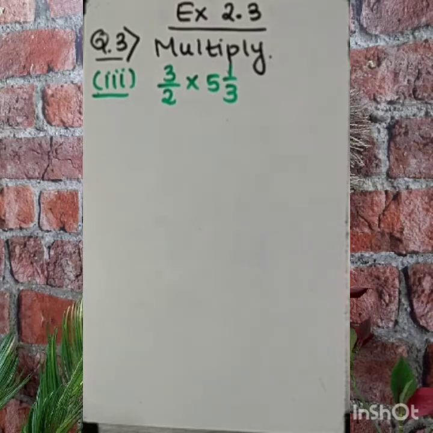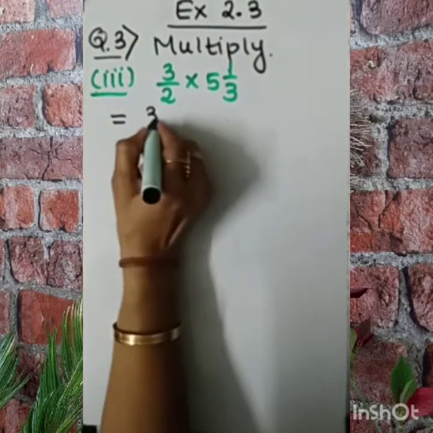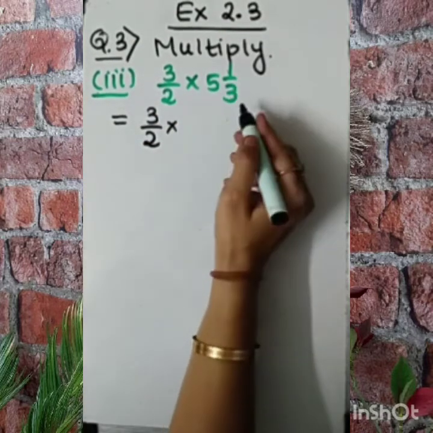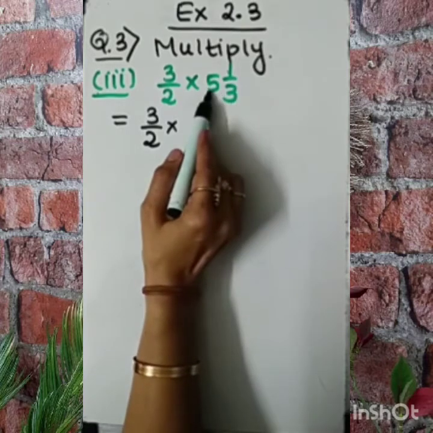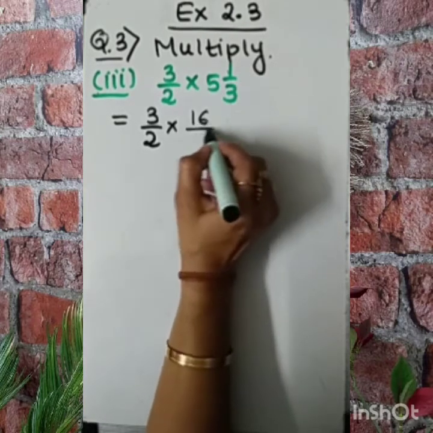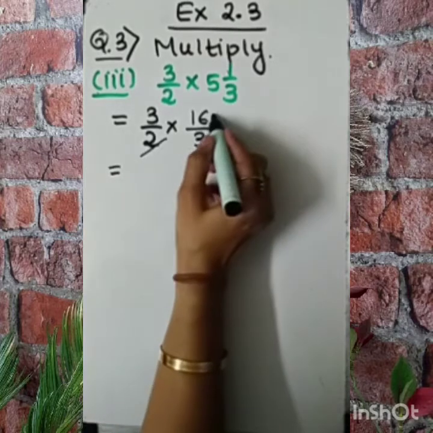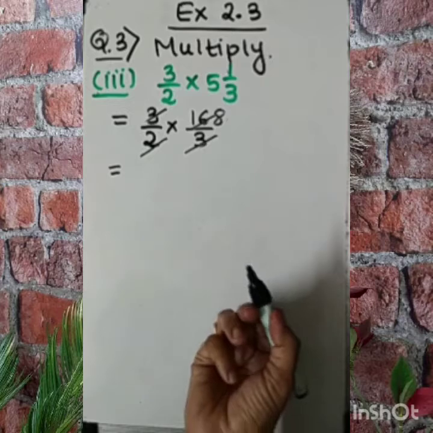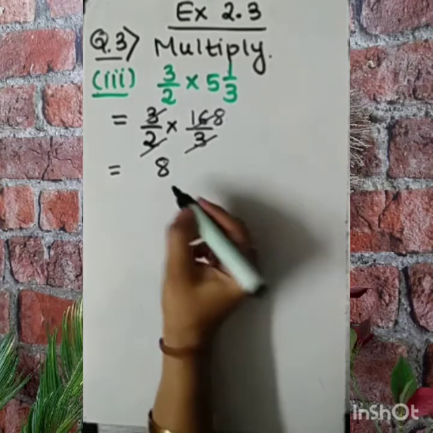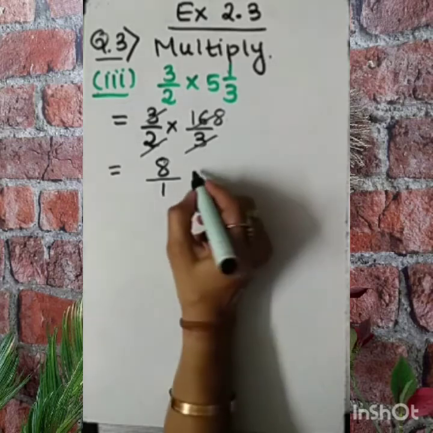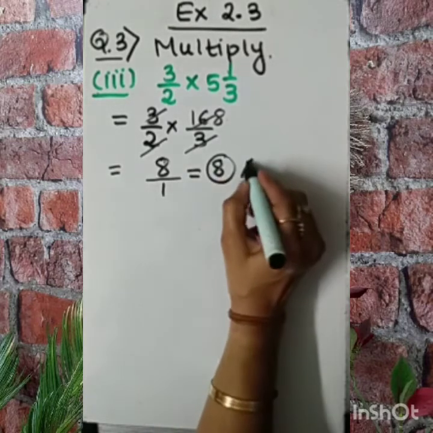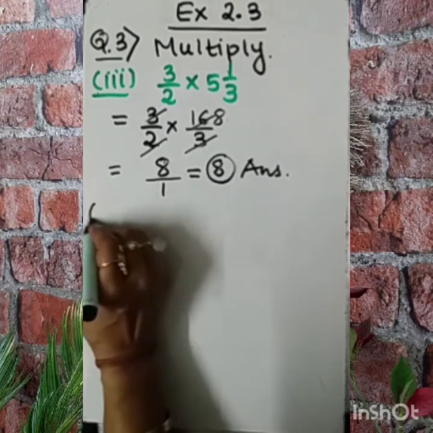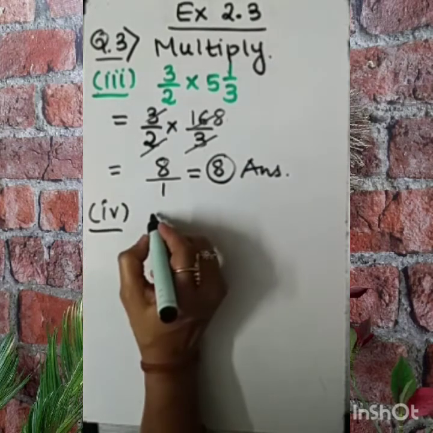So dear student, the third is on your screen, that is 3 by 2 into 5 1 by 3. First of all, let's convert this 5 1 by 3 into an improper fraction. 5 3s are 15 plus 1, that is 16. Now we can see there is something common which we can cancel. We know 8 2s are 16, and 3 3s also cancel. So what do I have here? 8 is in the numerator and 1 is in the denominator. So simple, I can say the answer is 8. Here we need not convert. Very easy.